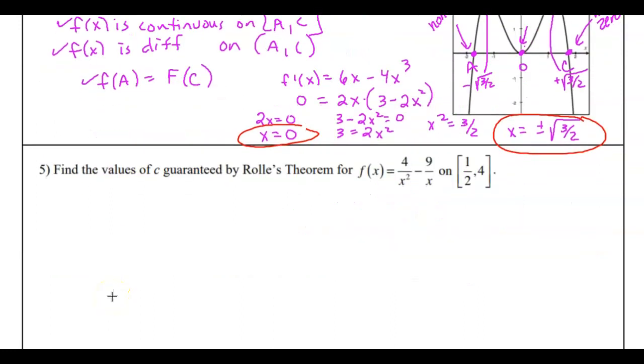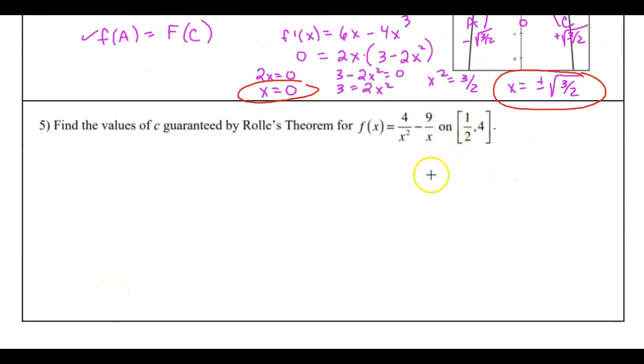All right, let's try another one. I just thought I'd bring a different function. These can be any kind of functions, any kind of derivative rules. They're usually the simpler ones, but they're not always power rules. So find the values of C guaranteed by Rolle's theorem for this function on that. And look, there's no pictures.